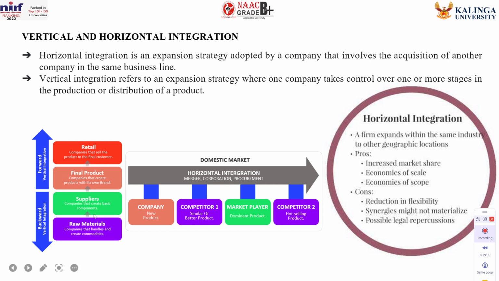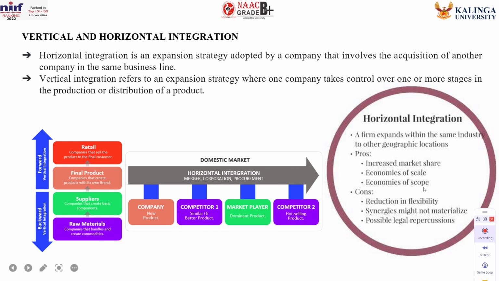But if a supplier takes over the raw material maker, then that is backward integration. And when we talk about horizontal integration, it is within the domestic market. Your company has a new product, competitor one has a similar or better product, the market player has a dominant product, and competitor two has a hot-selling product. So if this company acquires competitor one, the market player, and competitor two, that will be horizontal integration. So this is about horizontal and vertical integration.